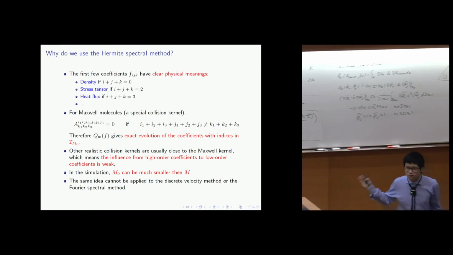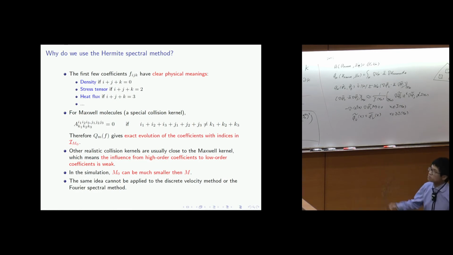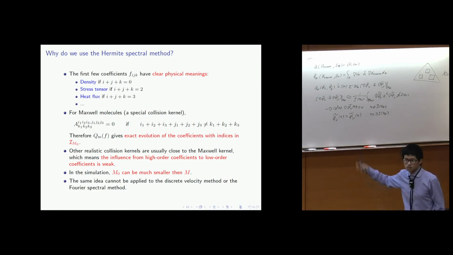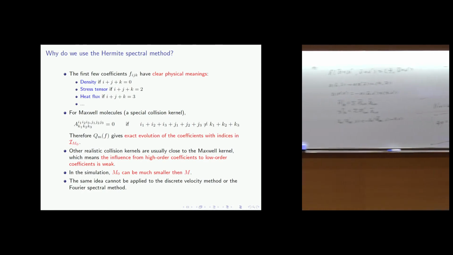So why do we want to solve Boltzmann equation? It's not because we want to figure out the distribution function of the fluid. What we really want to get is just some basic fluid properties like density, velocity, temperature, so on and so forth. So these few coefficients, the first few coefficients are actually the most important ones in our simulation.